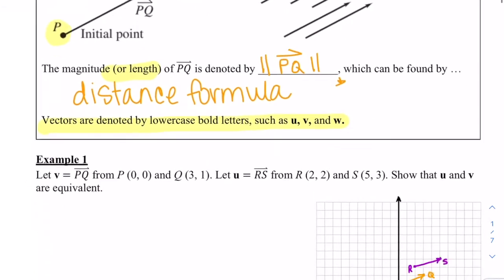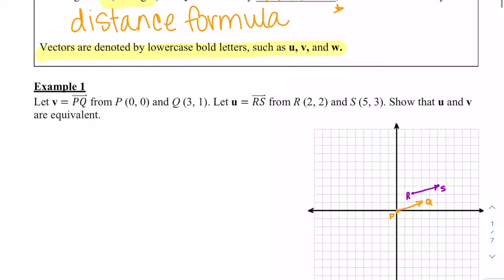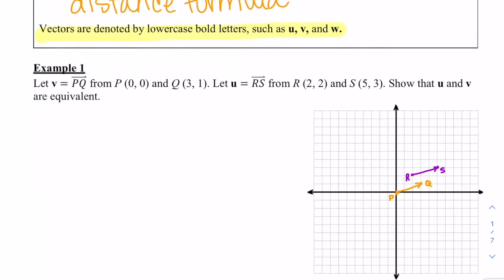All right, so let's consider these two vectors. Here we have vector V in orange, starting from 0, 0, and its terminal point is Q, 3, 1. And then we have vector U, the purple, with initial point 2, 2, and terminal point 5, 3. We want to prove that these vectors are equivalent, meaning they have the same direction and magnitude. So if we want to first figure out the magnitude, we just find the distance.